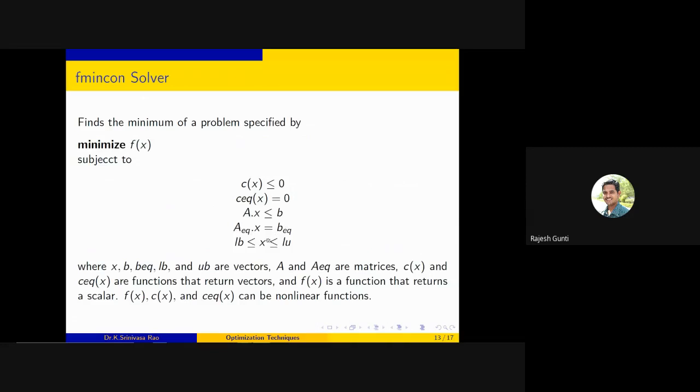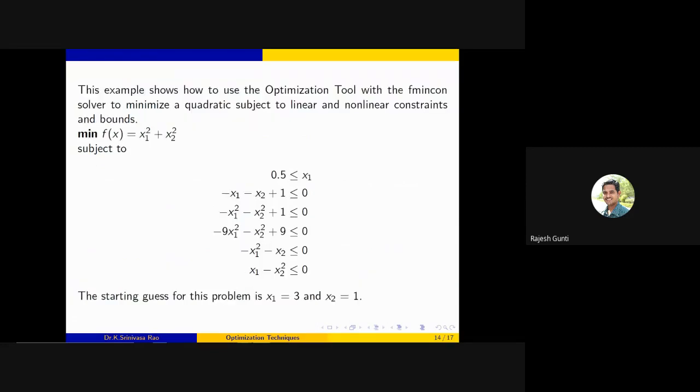For example, suppose you take a problem: minimize f of x equals x1 square plus x2 square, subject to these constraints. This is the lower bound on x1. This is the linear inequality. This is a nonlinear inequality. Am I correct? It is x1 square that is there.